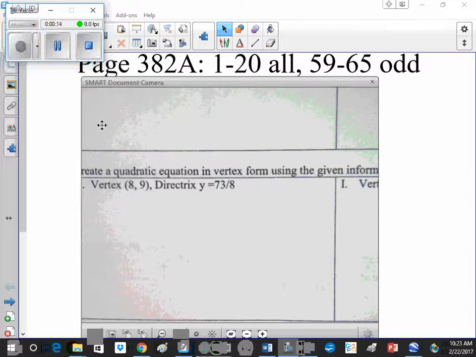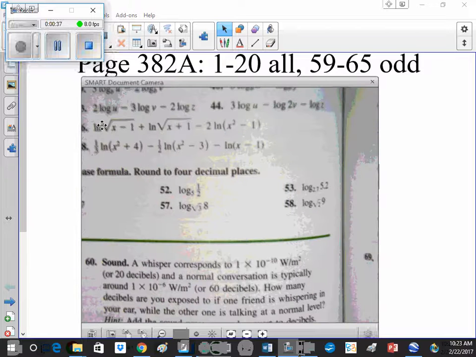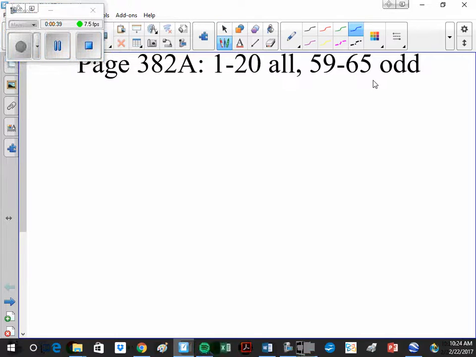So take a look at 382. We're dealing again with logarithms. And it says on 1 through 20, apply the properties of logarithms to simplify each expression. Do not use a calculator. This wants you to use the change of base formula, but let me review some of the properties of logs, and then we'll work on that portion of the assignment.